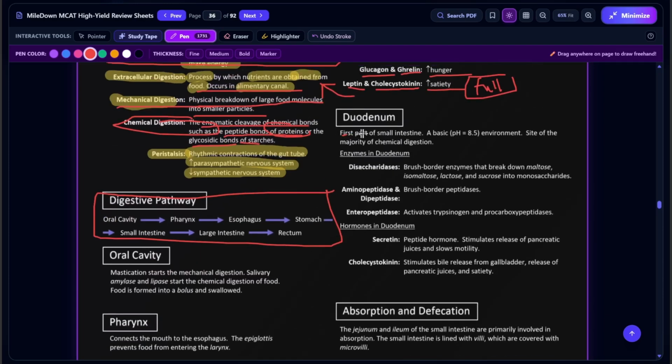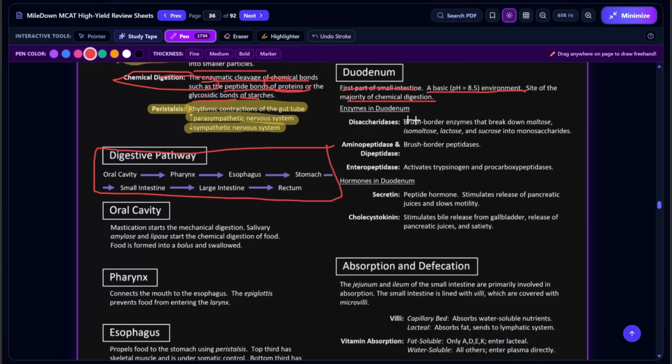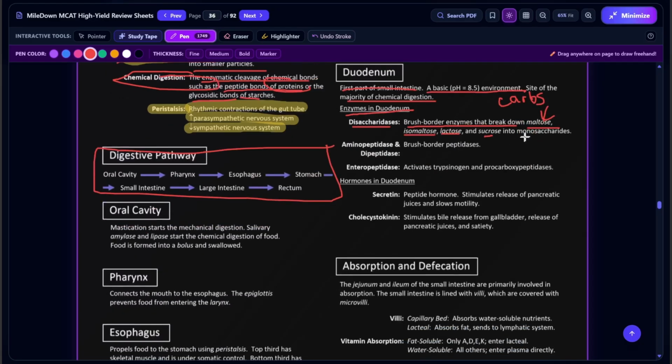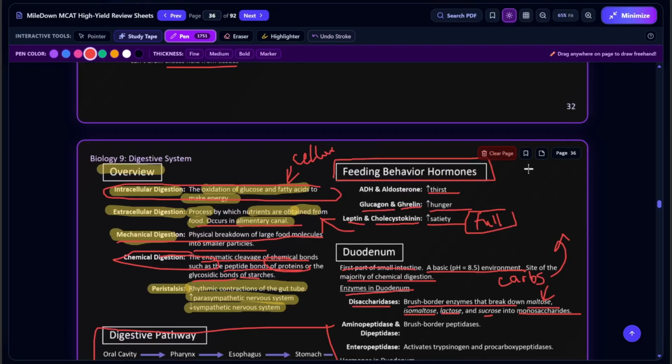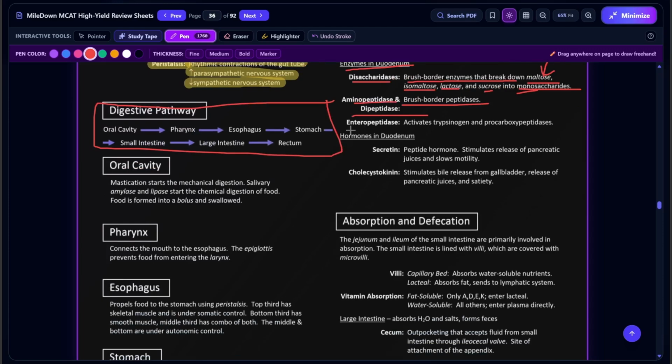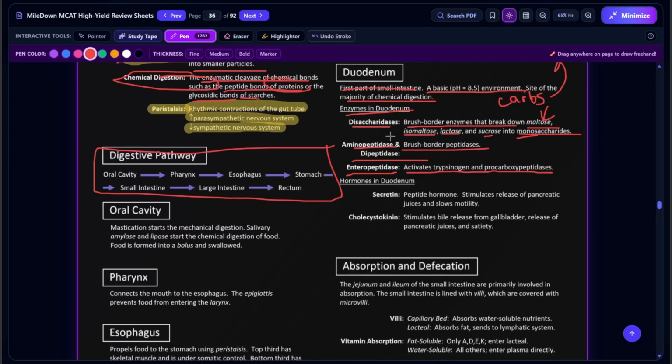The duodenum is the first part of your small intestine, a basic environment with a pH of 8.5, and the site of the majority of your chemical digestion. So this is actually where most of your chemical digestion happens. It doesn't happen in your stomach, right? Enzymes in the duodenum include disaccharidases, brush border enzymes that break down maltose, isomaltose, lactose, and sucrose. So these are carbohydrates, complex carbs, polysaccharides, being broken down into monosaccharides. Aminopeptidase and dipeptidase are brush border peptidases. Enteropeptidase is another enzyme that activates trypsinogen and procarboxypeptidases. So a lot of chemical breakdown is happening, and these are the enzymes helping with it.